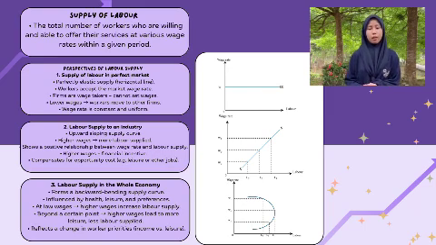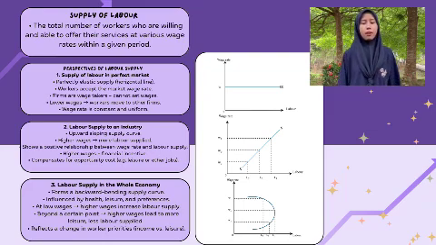Second, the supply of labor to an industry is upward sloping, showing a positive relationship between wage rate and labor supply. As wages increase, more people are willing to work in that industry. Higher wages act as a financial incentive and help compensate for opportunity costs like leisure or other job options.